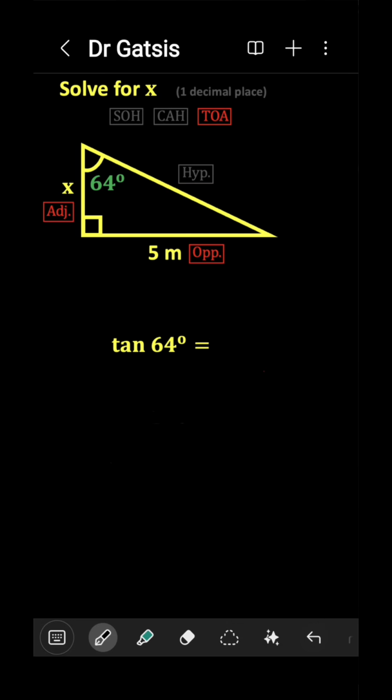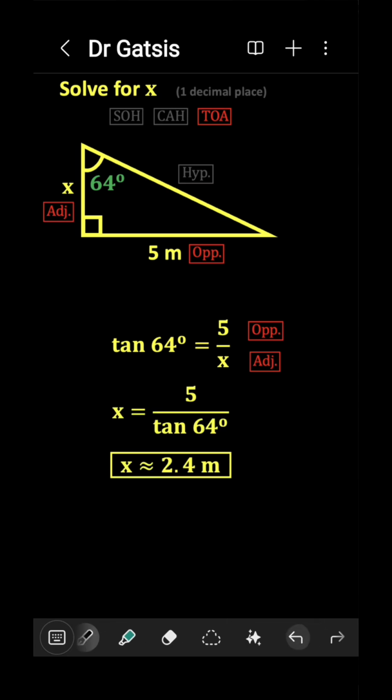Let's write down the tan ratio, and the tan of 64 in this case would be the opposite, which is 5, over the adjacent, which is x. In contrast to the previous example, the variable appears in the denominator. In this case, we divide the 5 by the tan ratio, and with the calculator, we obtain an answer to one decimal place of 2.4 meters.